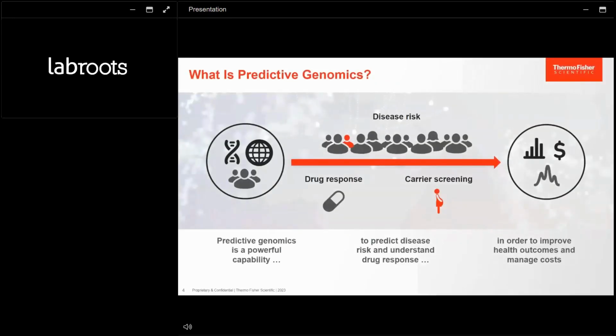So predictive genomics is a way to take this genomic information and try to make use of what is known about the human genome, what is known about the demographics, and make predictions about disease risk, a response to a drug, carrier screenings, and other things that might impact health costs and health outcomes. So it's a capability that will predict diseases, help understand disease risk, understand drug responses, and again, will help us manage healthcare costs and outcomes for patients.